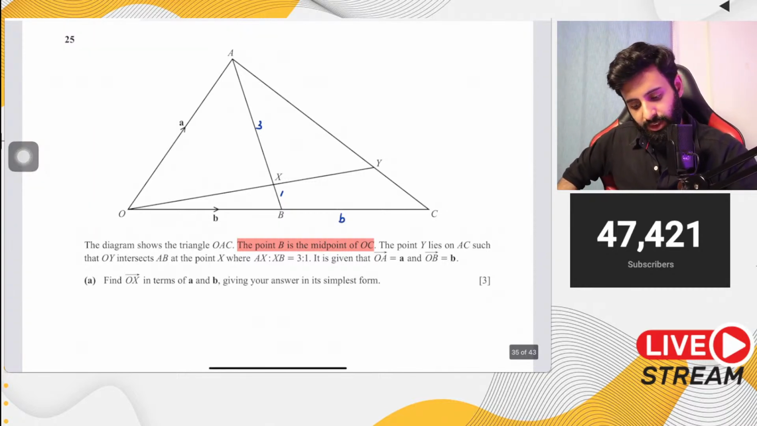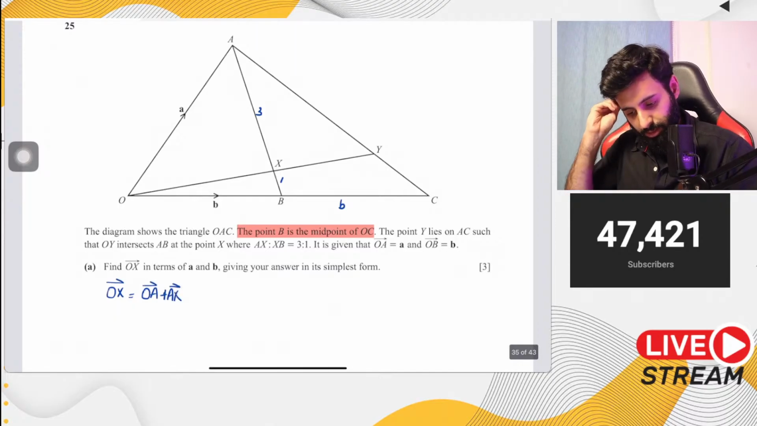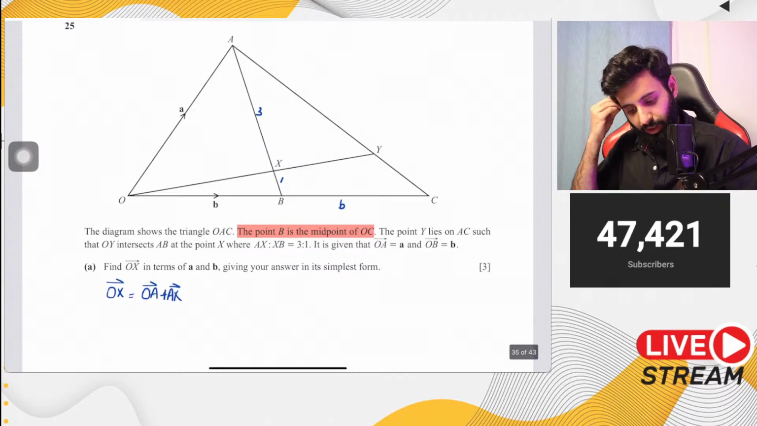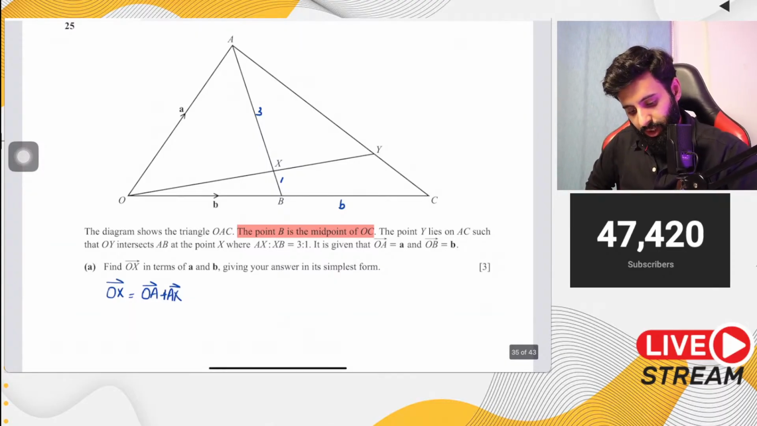And yeah, that's pretty much it. That's pretty much all that we can find out by reading the question. So OX can be found by simply doing OA plus AX. Now, if this is what we have to do in order to find OX, we have OA, which is A, but the question is where do we get AX from?